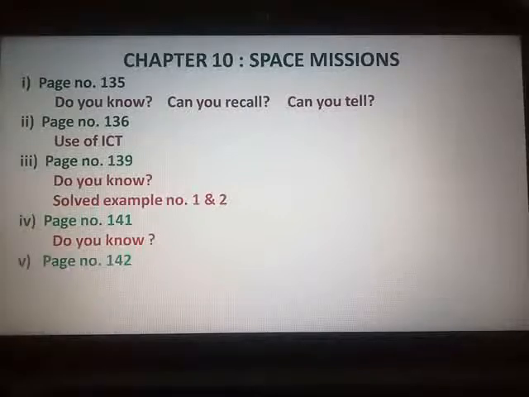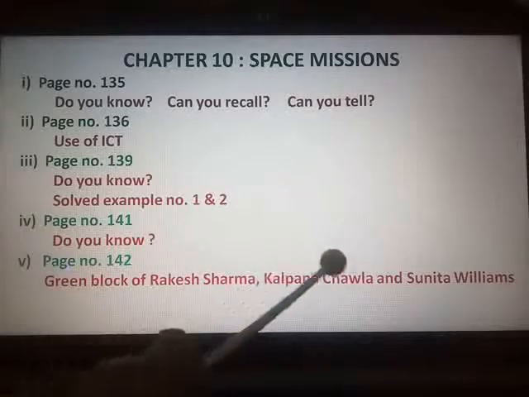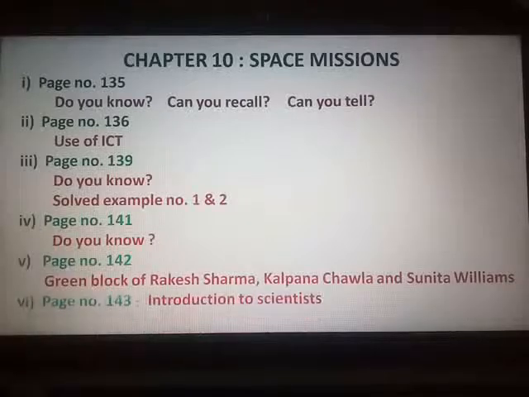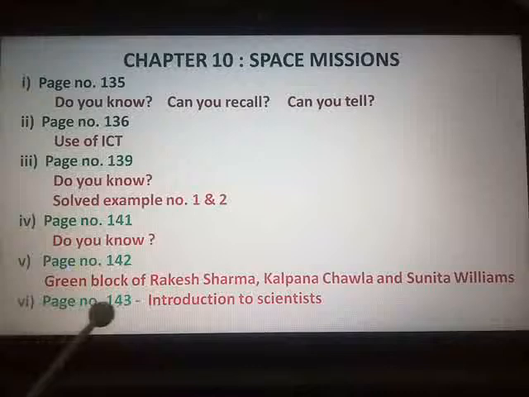Page number 142, the entire green block of Rakesh Sharma, Kalpana Chawla and Sunita Williams information, just remove it. Page number 143, Introduction to Scientist, the green colored box with information about Vikram Sarabhai, you have to remove out.